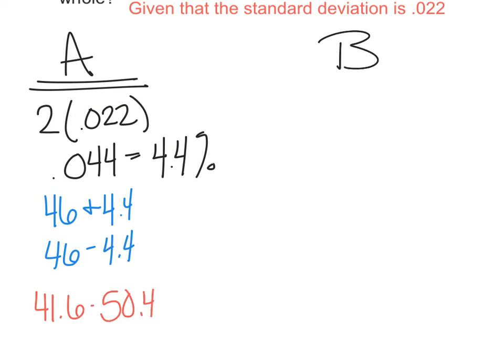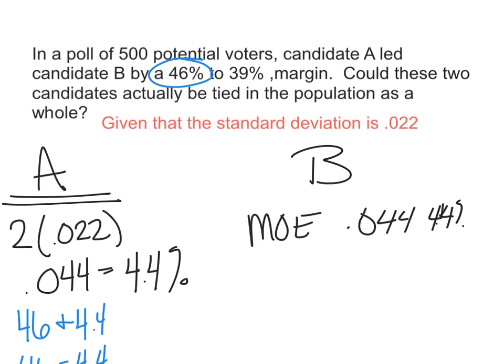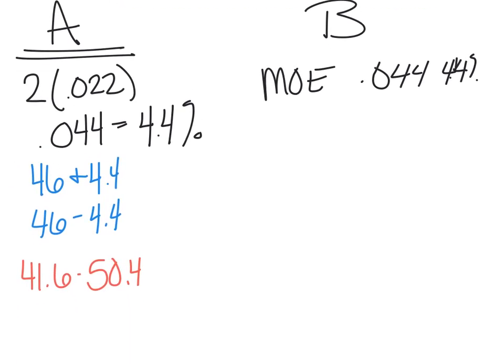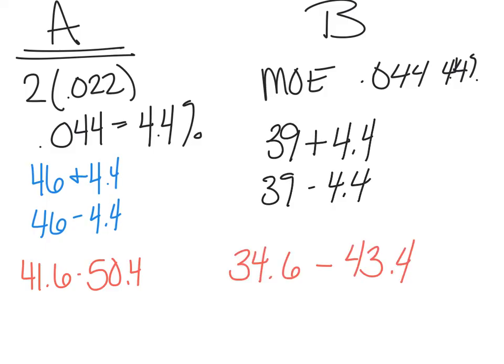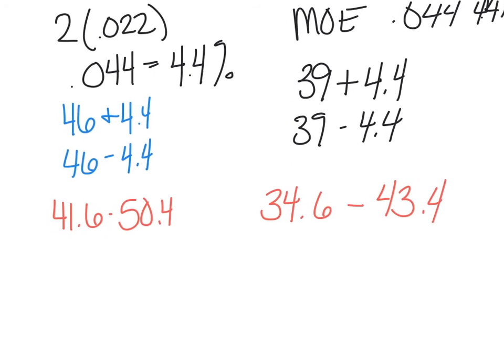Candidate B, on the other hand, obviously is going to have the same margin of error of 0.044, which is obviously equivalent to 4.4%. However, let's see, they had a 39% margin here. So I'm going to go 39 plus the 4.4 and 39 minus the 4.4. We have a confidence interval of 34.6 to 43.4.